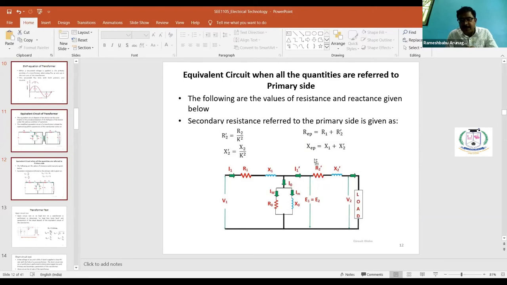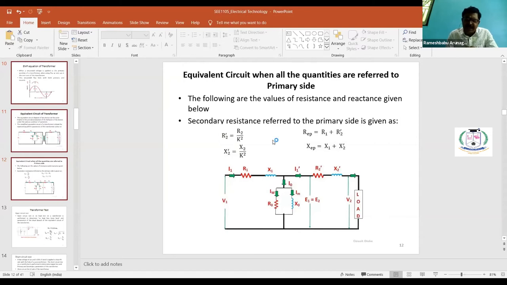So I have transferred here R2 dash. R2 dash is R2 by K square, where K is the transformation ratio. What do you mean by R2 dash? It is the secondary winding resistance referred to primary. X2 dash is the secondary winding reactance referred to primary. So every parameter is referred to the primary side. Similarly I get R2 dash and X2 dash, and V2 dash I can bring.